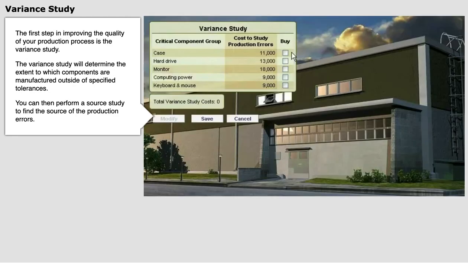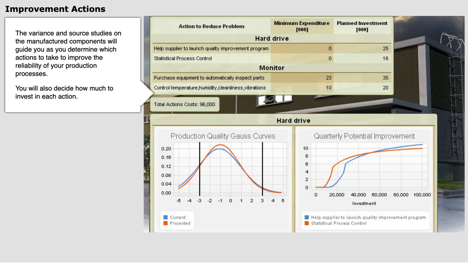The first step in improving the quality of your production process is the variance study. The variance study will determine the extent to which components are manufactured outside of specified tolerances. You can then perform a source study to find the source of the production errors. The variance and source studies on the manufactured components will guide you as you determine which actions to take to improve the quality of your production processes. You will also decide how much to invest in each action.